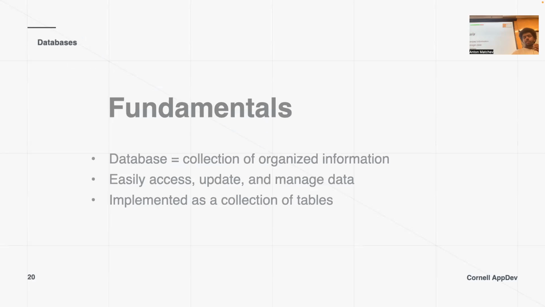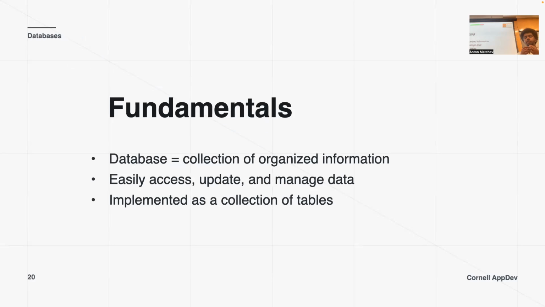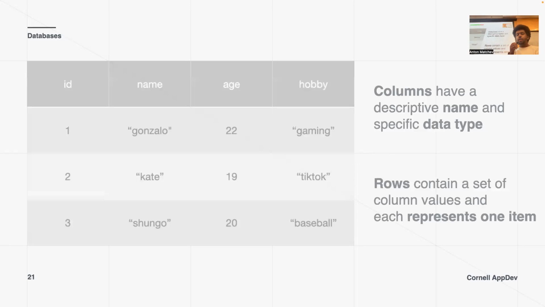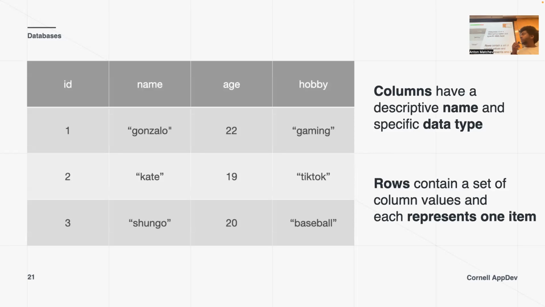So what is a database? The definition of a database is that it's a collection of organized information. You can easily access, update, and manage data you store in one. And they're also implemented as a collection of tables. So to reiterate, here's an example of a table that would be in a database. We would have, in our tasks table or post table, the ID of the entries and so on.